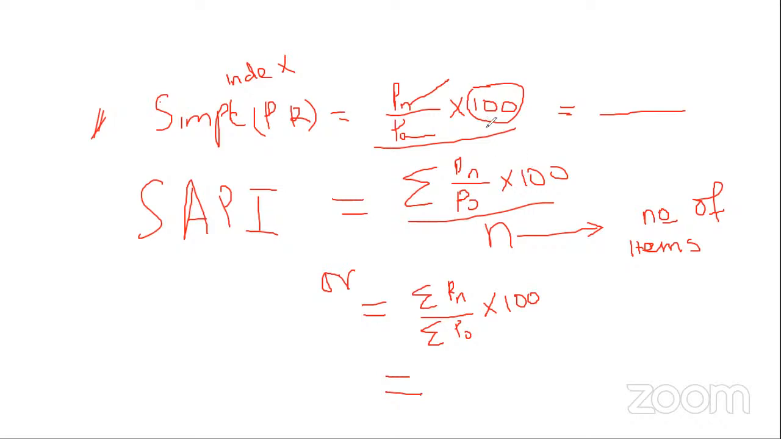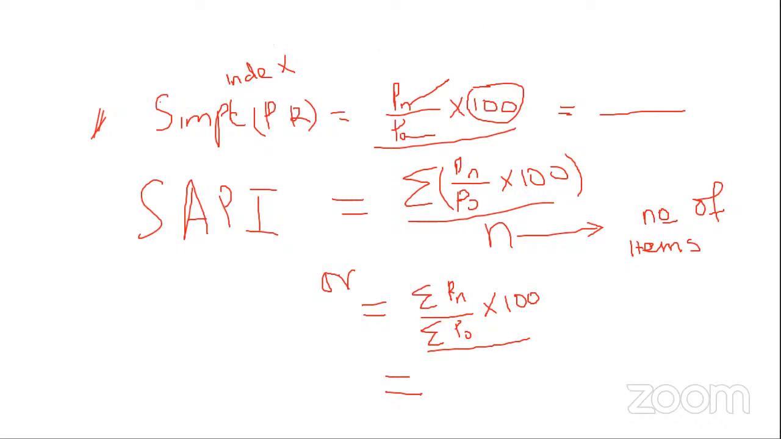Yes, if you have calculated the price relatives, because the whole of this is a price relative, you sum them up and divide by n. But if you haven't calculated the price relative, then you add the prices in the current year, divide by the summation of prices in the base year, and you multiply it by 100. So that will be able to give you the simple average price index. So basically, those are the formulas.